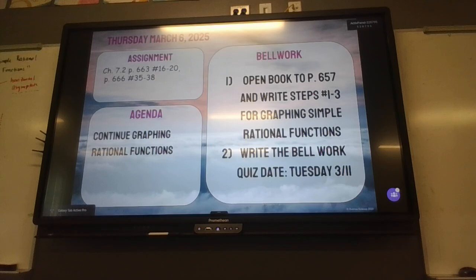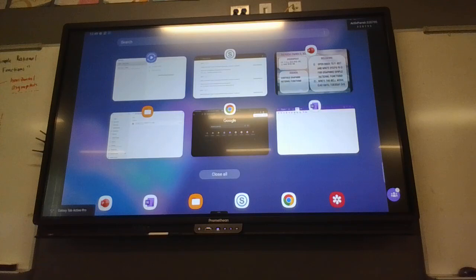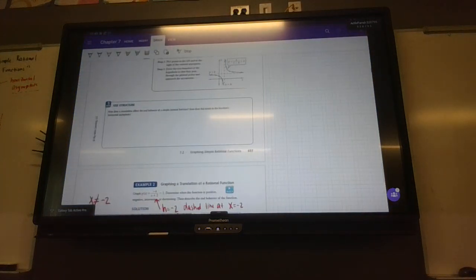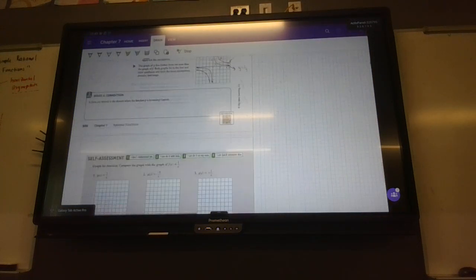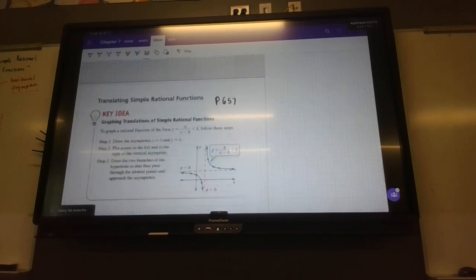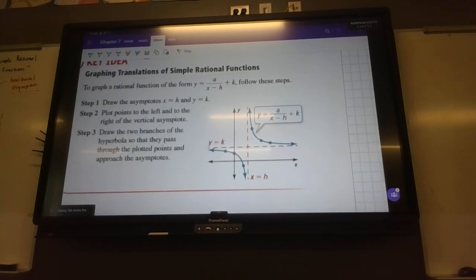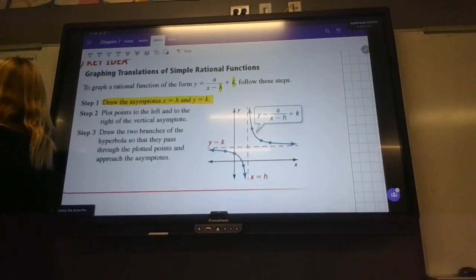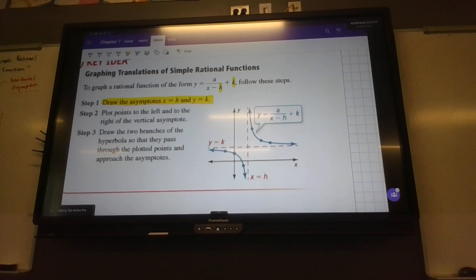Page 657, steps 1 through 3. Let's take a look. Here they are. Step 1, draw the asymptotes. So I really want to emphasize that these dashed lines are the framework of the graph. So looking at the H and K model, those are the numbers that the dashed lines will be at. So I've added a little bit of notes here to the steps. It's not very different from what your book has.